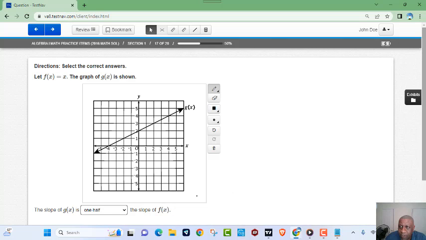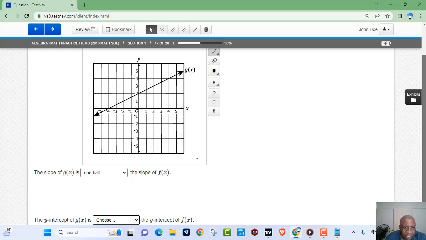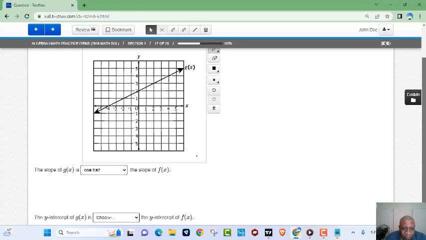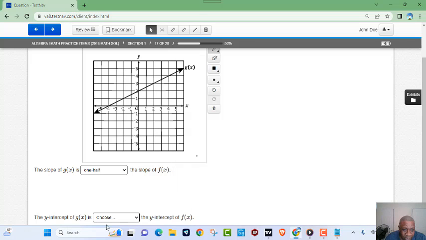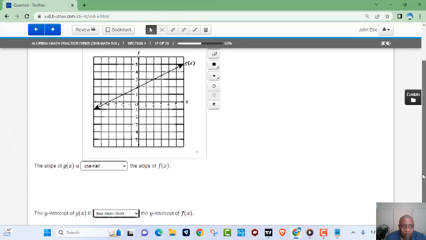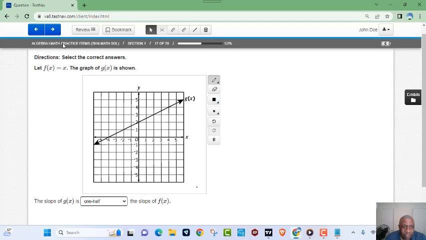Get rid of this and see if there's anything else on here that they want us to do. Yes. And then the y-intercept is, let's see. Well, let's pull back up Desmos. So the y-intercept is at 0 here. The y-intercept is 2 here. So then the question says the y-intercept of g of x is 2 more than, because f of x was at 0, it's 2. 2 more than. All right, so we have both of those answered. Let's move on.